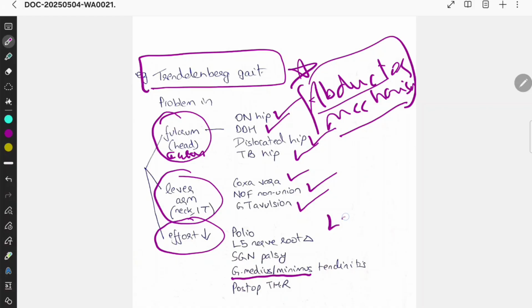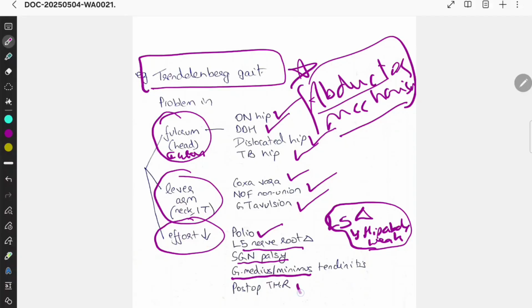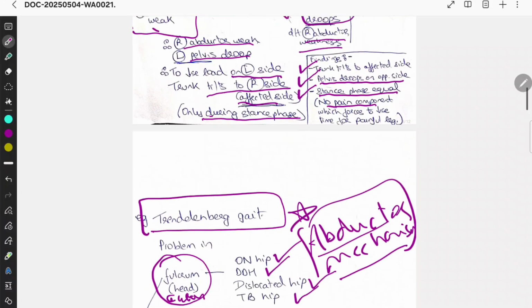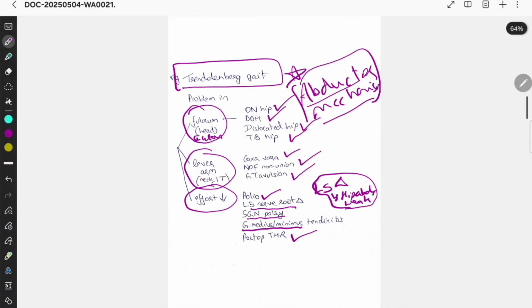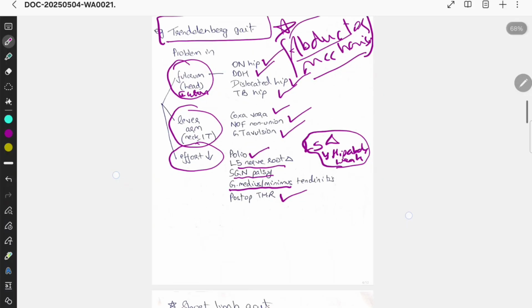Whenever there is L5 nerve root palsy, hip abduction is weak. This is a very significant finding. You have to observe it even in foot drop to rule out an L4, L5 lesion. So whenever there is L5 nerve root palsy, it causes weakness in the effort. Superior gluteal nerve palsy causes weak abductors. Others are gluteus medius and minimus tendinitis, polio, and postoperative complication of THR. So that was the basic core concept of Trendelenburg gait. I hope you have understood.